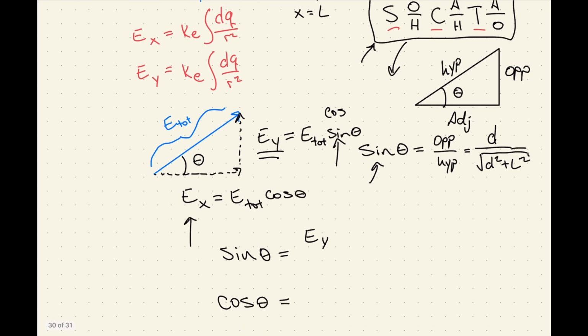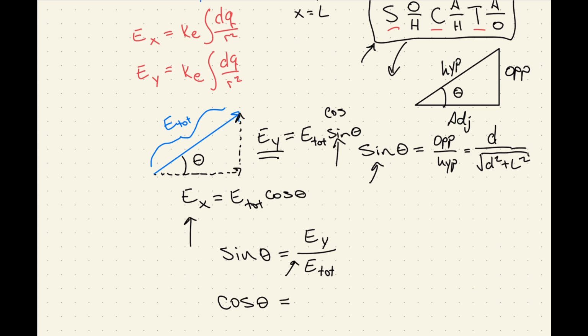So we have opposite of this angle theta is Ey, the Ey component, and the hypotenuse is the total electric field. You see how if you had this angle phi here, the opposite side would be the Ex field. So in that case, this sine goes with the Ex. But in our case, we had the classic triangle where the theta is given in the bottom corner.